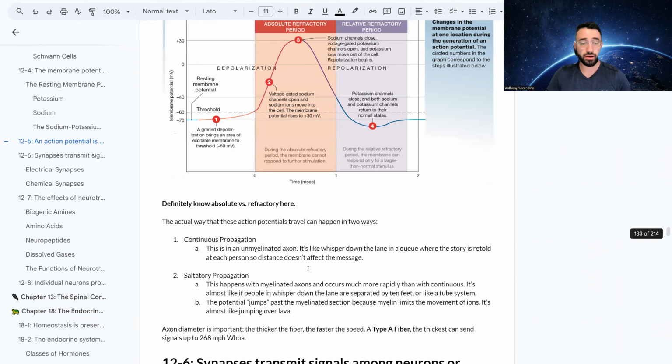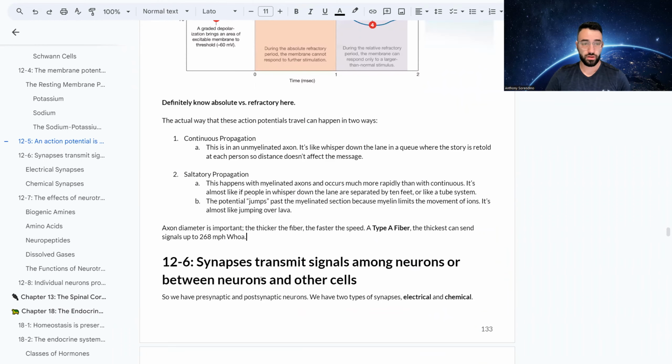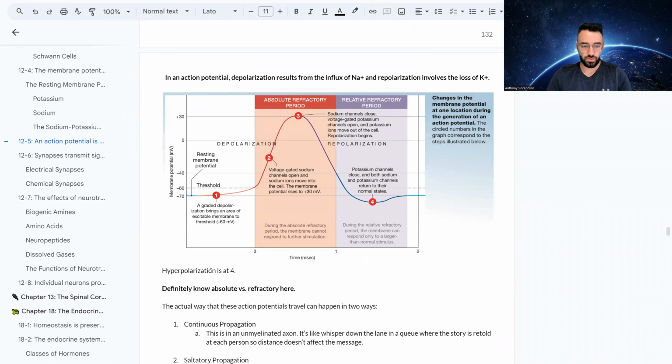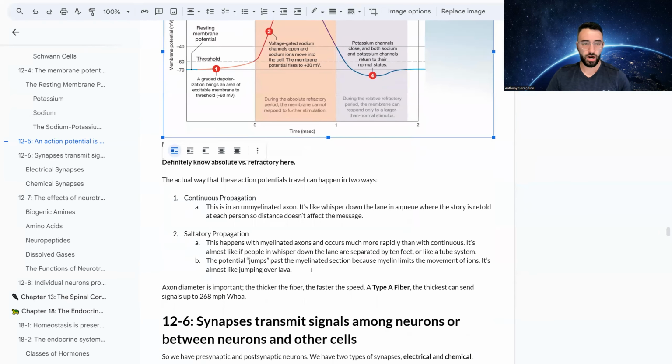All right, let's talk about, I realized I didn't even have the term hyperpolarization. Okay. All right, we're getting there.